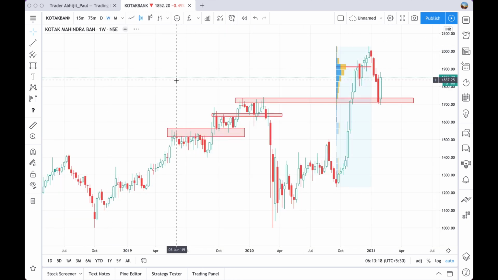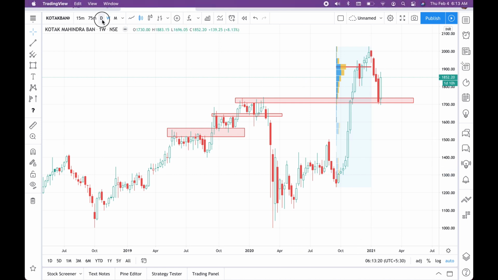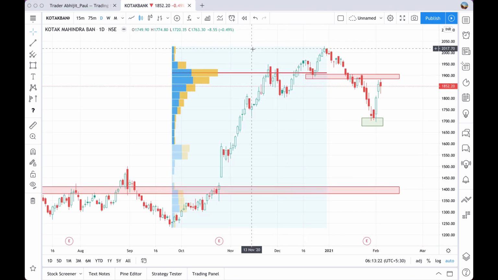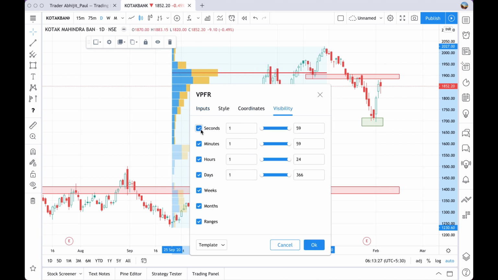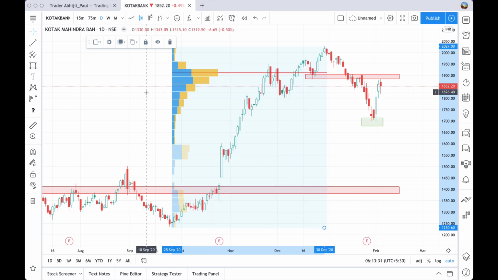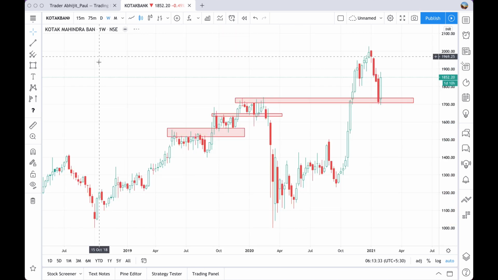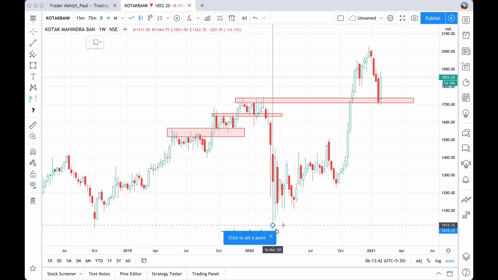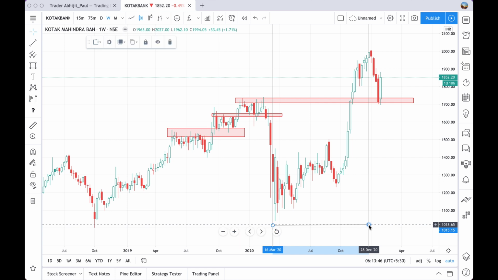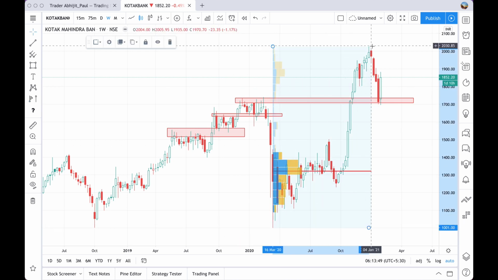To understand this, let's say we come here. I'm going to make this volume profile visible only on the daily chart. We come to the weekly chart. In the weekly chart, we found a beautiful confluence, right? We found this resistance is acting as current support. And let's say in this case now, if I want to find the volume profile of the entire move from March to the recent highs of Kotak Bank, this entire run up.